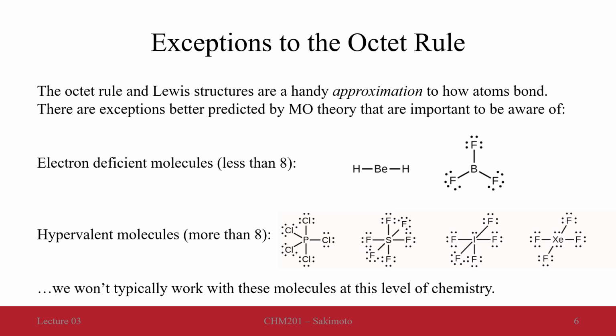But you'll notice that this sulfur found in the middle is bonded to 6 different fluorines. Each of these 6 single bonds accounts for 2 valence electrons.